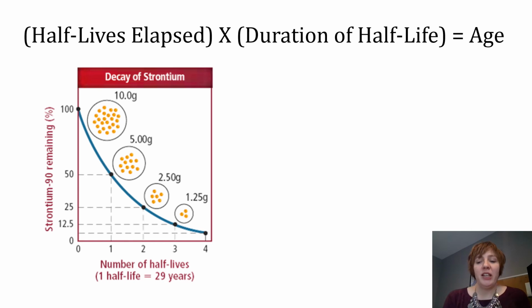And if you want to figure out the age of a sample, all you have to do is take the number of half-lives elapsed times the duration of the half-life, and you get an age. So for example, if a half-life is 100 million years and 2 half-lives have gone by, then your sample is 200 million years old. Okay?